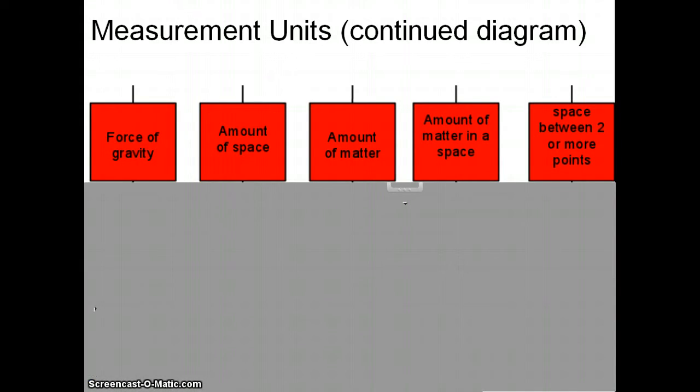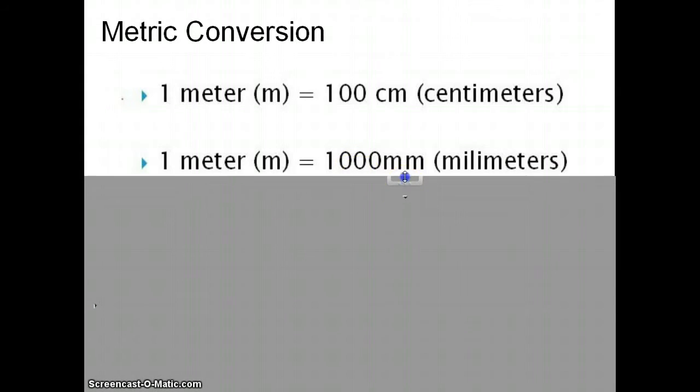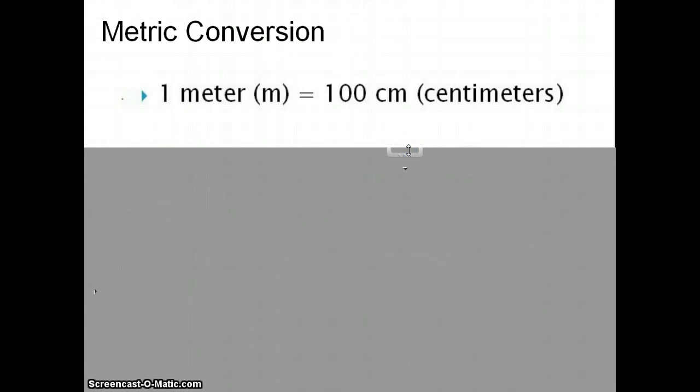Next, what do we got? We got metric conversion. Easier than you think. Conversion, big word, but conversion not hard. Okay, 1 meter, if you've seen a meter stick, is 100 centimeters. We should know that. We should be able to get to that quickly. 1 meter is 100 centimeters.